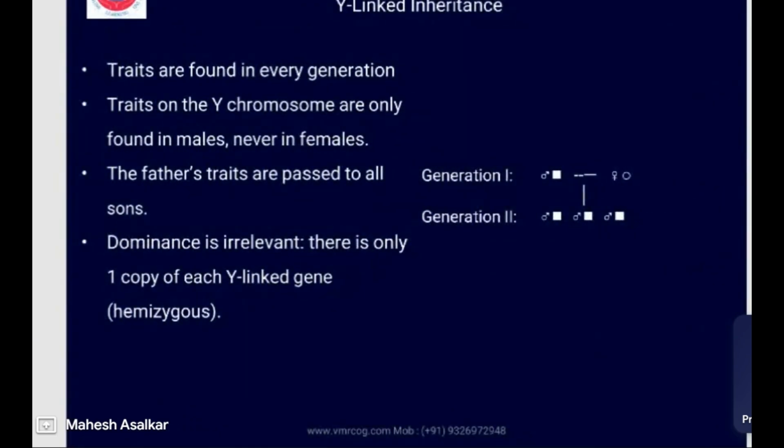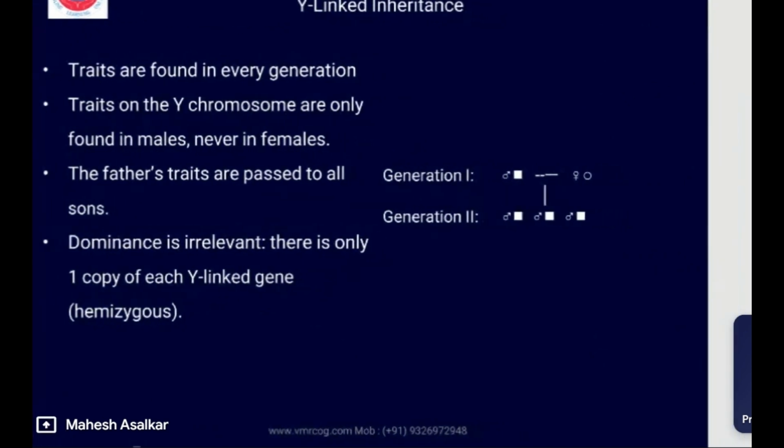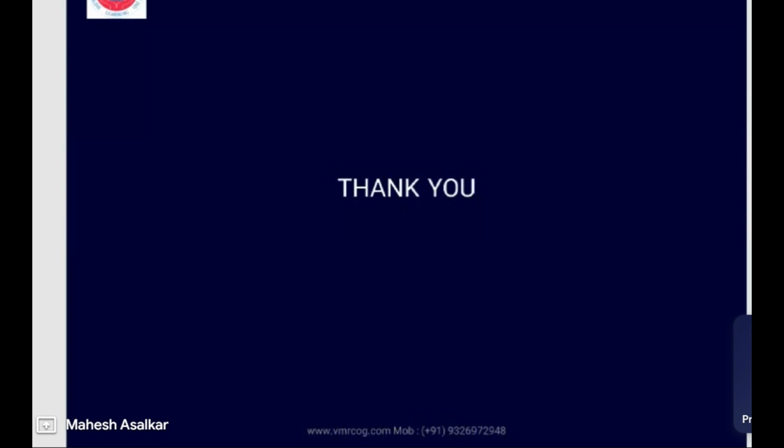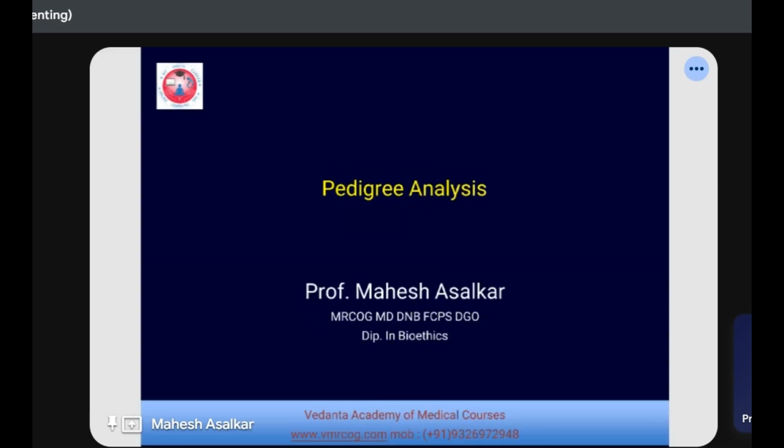Now, Y-linked inheritance generally they will not ask you, but traits are found in every generation. Traits on the Y chromosome are only found in males, never in females. The father's traits pass to all sons, and dominance is irrelevant here, as there is only one copy of each Y-linked gene. If you see the pedigree, in generation 1, if the father is affected, the sons will be affected in the next generation. This is Y-linked inheritance. That finishes the pedigree analysis.